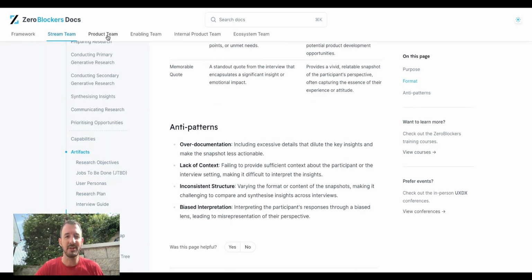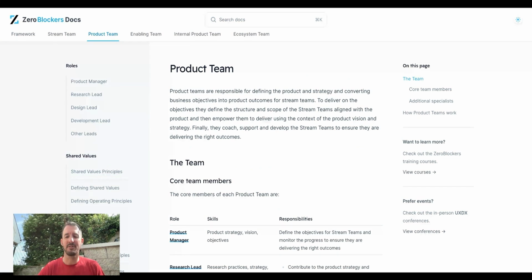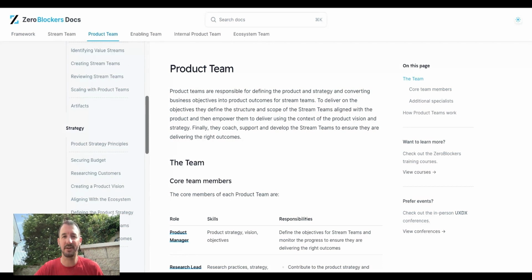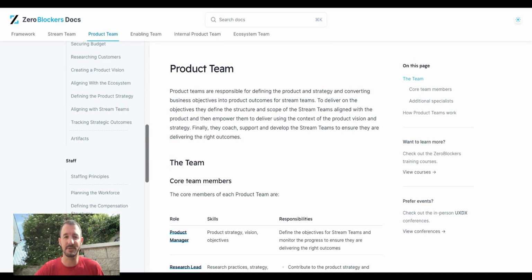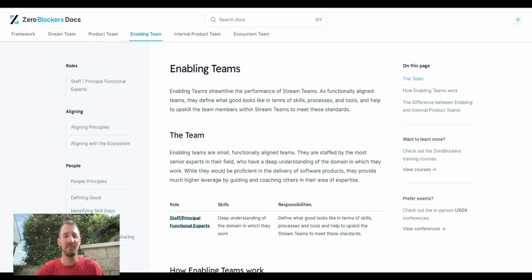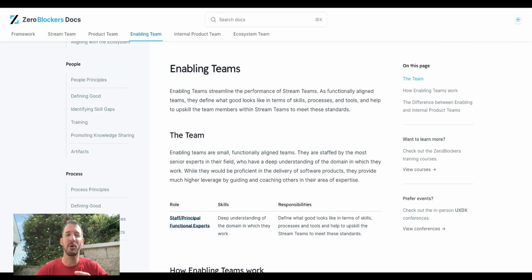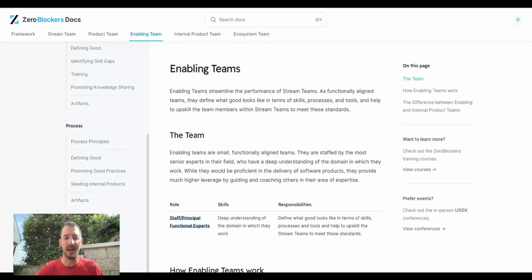So if we look at a product team, it's more focused around defining the context for each of the stream teams. So the product team funds and defines the scope for each stream team, and they also define the strategy to give the teams context for what to build, and they staff those teams. Enabling teams, on the other hand, they're more involved with uncovering skill gaps and upskilling people across the teams. They define good practices and promote knowledge sharing across teams, and they identify and assess tools.